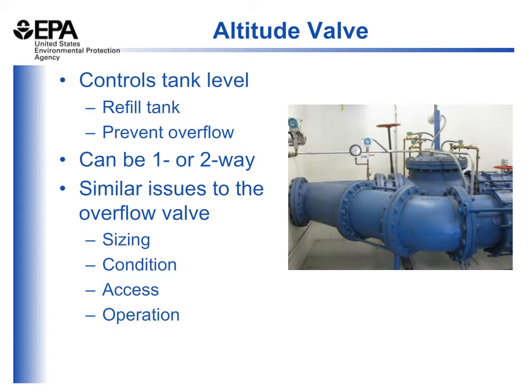The altitude valve, or pressure reducing valve, is a valve that controls the level of water in your tank. You can see a picture of the altitude valve on this slide. Typically it remains open when the tank isn't full, and it will close when the tank reaches its maximum height or level. You can set your altitude valve to close at a preset maximum water level to prevent overflow, and open again to refill when the water level in your tank or reservoir lowers.